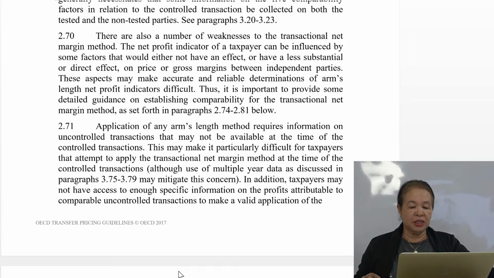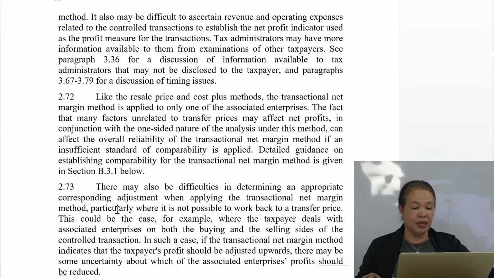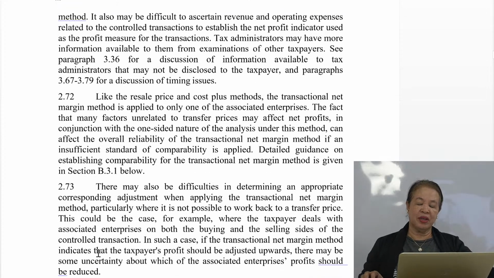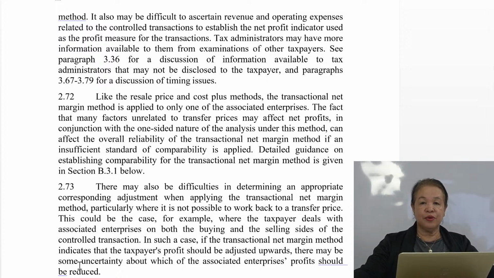No? Tax administrators may have more information available to them from examination of other taxpayers. Of course, why? Kasi the tax authority are building up information, no? Or having a warehouse of information. So see paragraph 3.36 for a discussion of information available to tax administrators that may not be disclosed to the taxpayer. Yung mga secret comparables kasama doon. And paragraphs 3.67 to 3.79 for a discussion of timing issues. No? So may tinatawag tayo na timing issues.